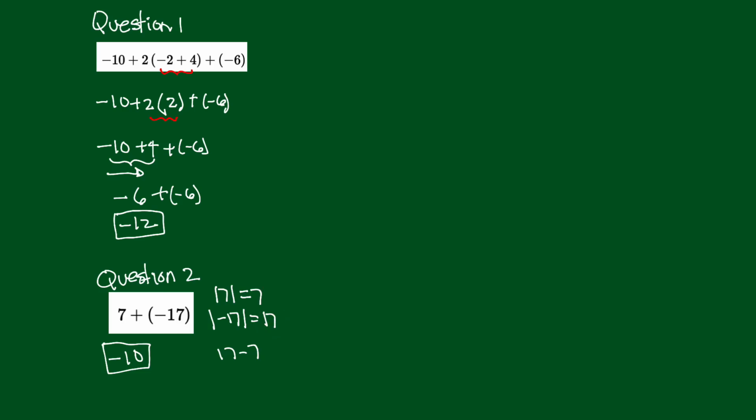Now that gives me a 10. And then what I do is I affix the sign of the larger absolute value. A lot of words there. But look at the larger absolute value. 17 is the larger one. What sign is that one? It's negative. So affix the negative sign right here. That's where the negative 10 comes from.